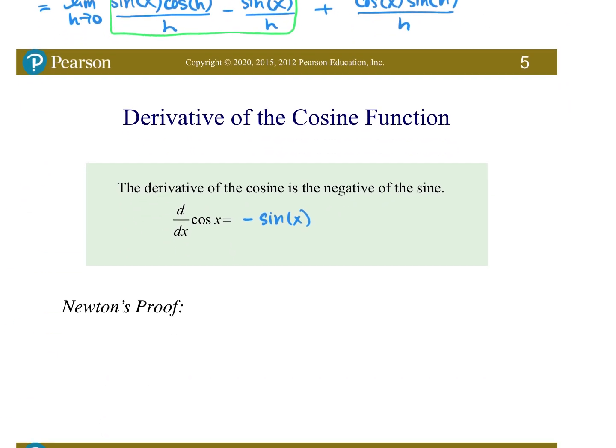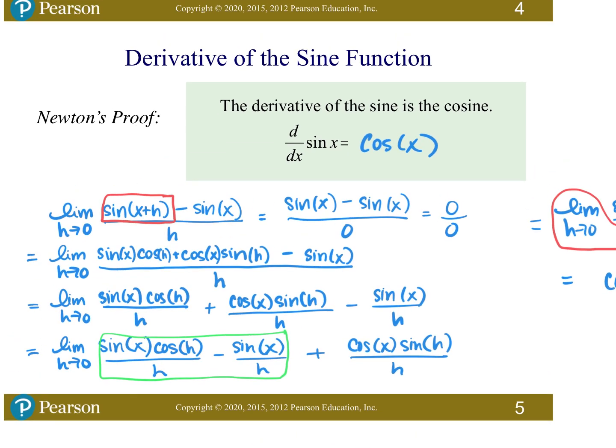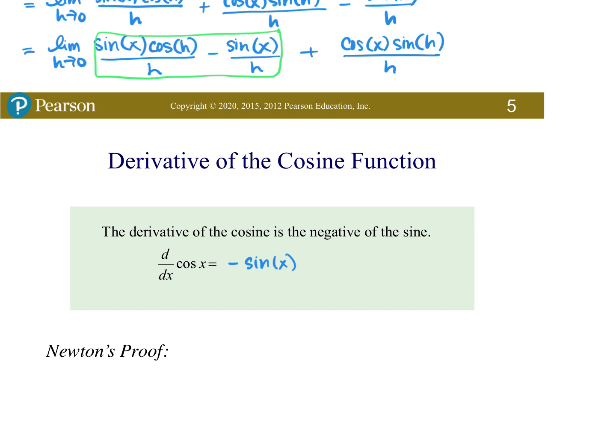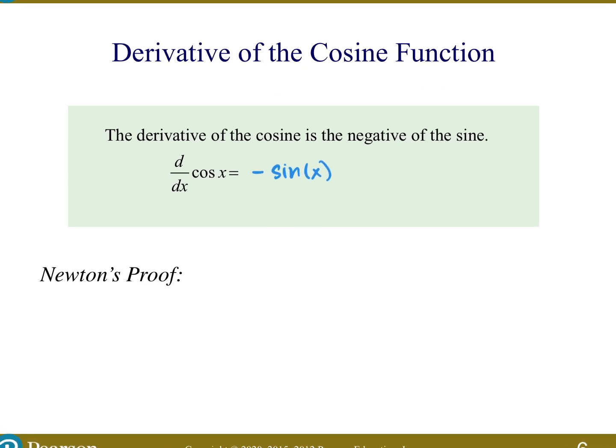The derivative of sine is cosine. The derivative of cosine is negative sine. I need you to walk out of here knowing those two things. Spoiler alert. Any trig function that starts with the prefix co, what are the other ones besides cosine? Cotangent, cosecant. All of them have negative derivatives. Anything that starts with a co has a negative derivative.